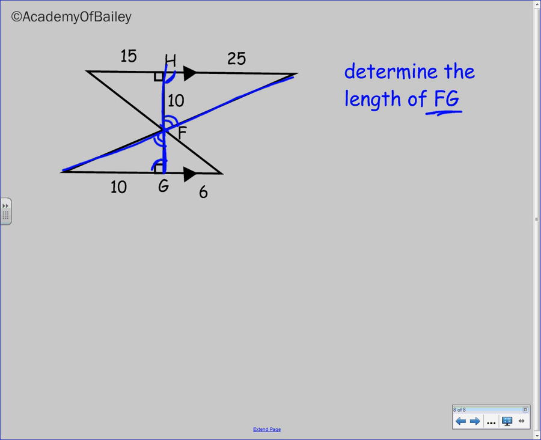And so now we have vertical angles congruent, we have the right angles being congruent, so therefore we know that, let me put some letters here, let me put like A and B. So therefore we know that triangle AGF is similar to triangle BHF.